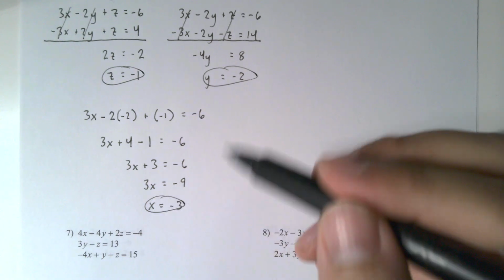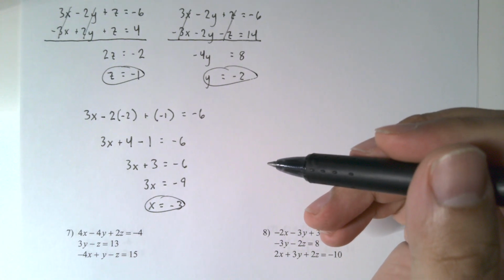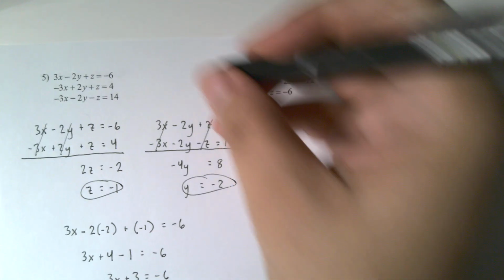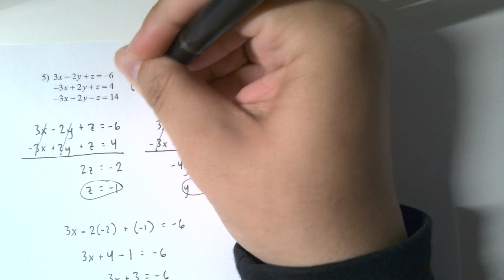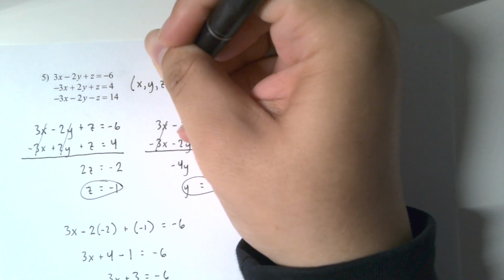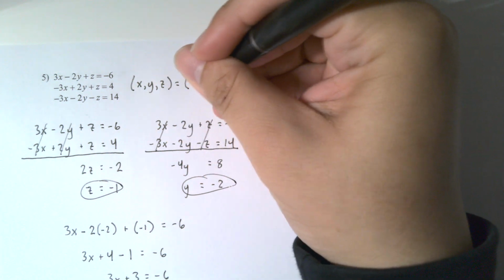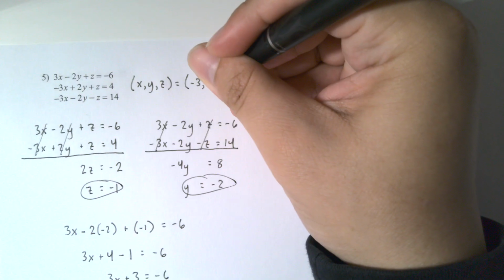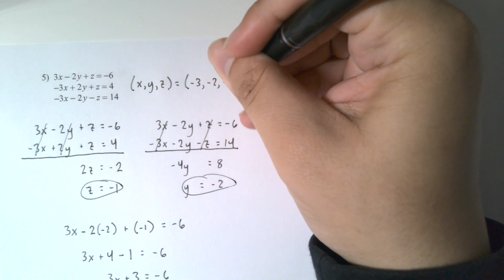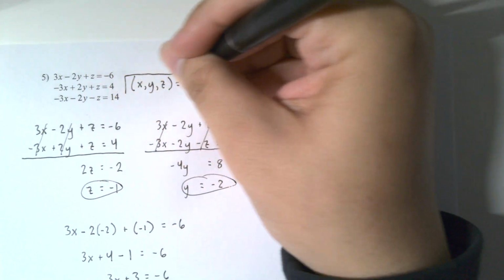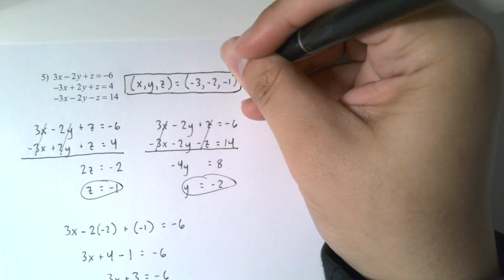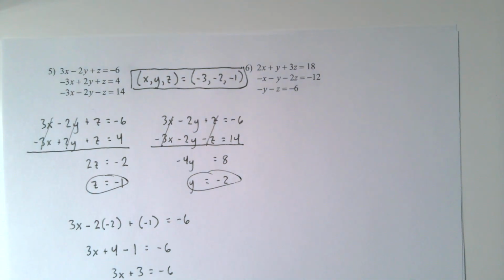So we know what x, y, and z are. Now we just want to write our answer as a coordinate. So we have x, comma y, comma z is equal to negative 3, negative 2, and then negative 1. And so this is our final answer.